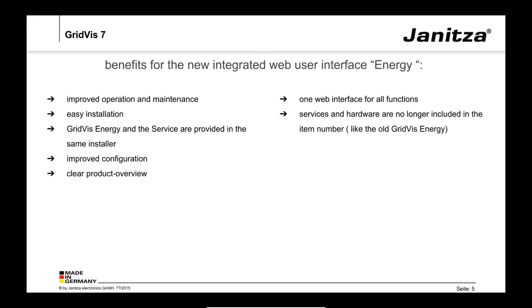What is also changed, servers and hardware are no longer included in the item number. That's what I told you before. We changed the price list. I will show you later, and you see we have only one column for Ultimate, and if you need services or hardware, you must order this separately.